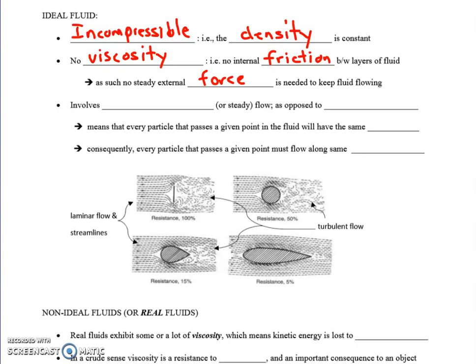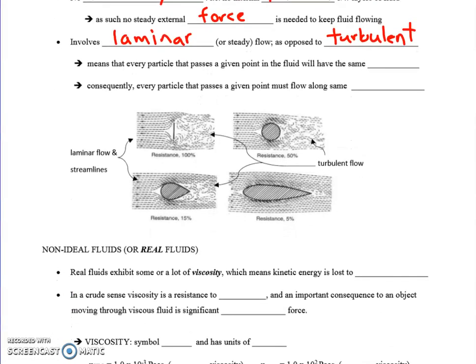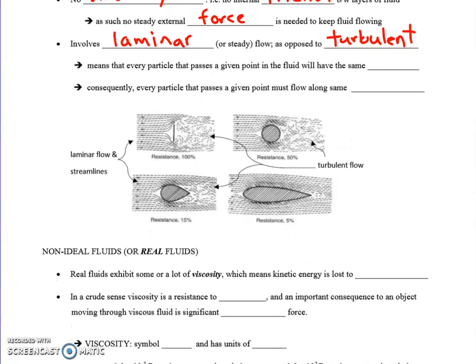Lastly, an assumption we make about an ideal fluid is it involves laminar flow or steady flow as opposed to turbulence. Okay, so it's very, very difficult to model turbulent flow mathematically. We will be modeling laminar flow, and we'll also look at situations where it goes from one to the other. So I want to talk about laminar a little bit more in some of the details related to streamline. So let me define some consequences of this, and then I'll show you on the diagram here to hopefully clarify.